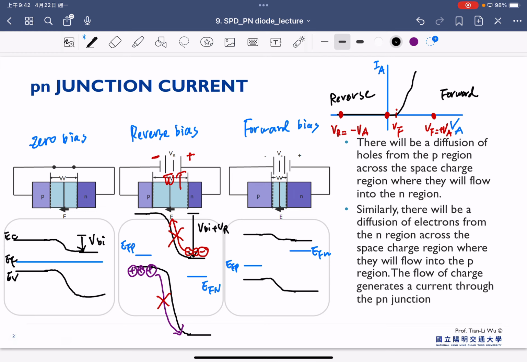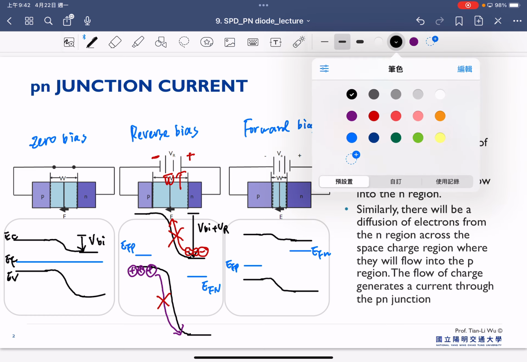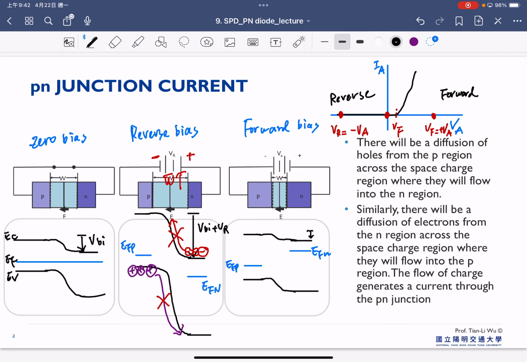The main difference between the forward and reverse is that the barrier height is actually reduced. So now the new VBI will be equal to VBI minus V forward bias, this is a VA. And this is positive, this is negative here. So now the potential barrier is actually reduced.